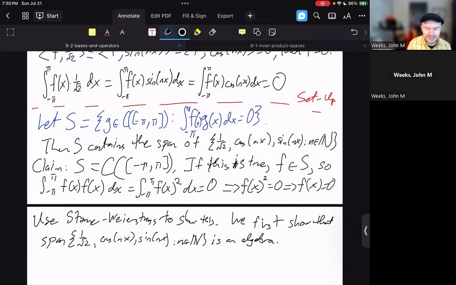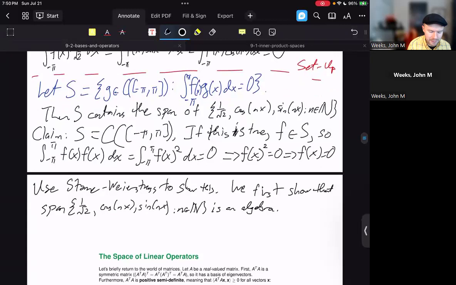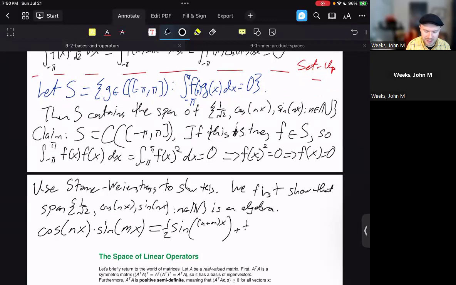So it's okay and sufficient to show that we could just multiply any elements inside of the spanning set. But remember that we have some formulas that help out with exactly that. Cosine nx times sine mx, for example, is equal to a sum of sines and cosines: sine of (n plus m) times x, over 2, plus, I believe it could have been minus, sine of (n minus m) x over 2.